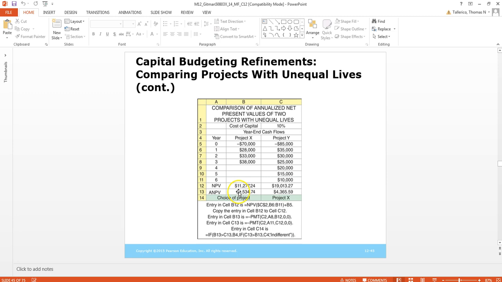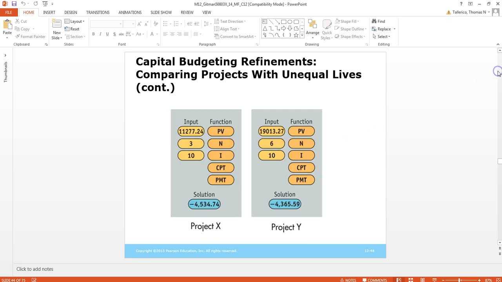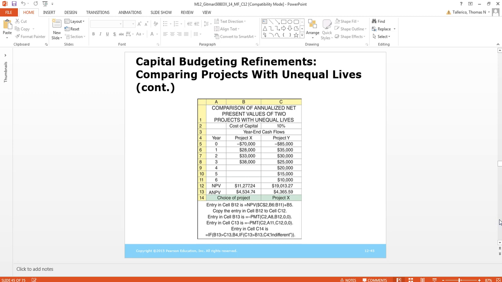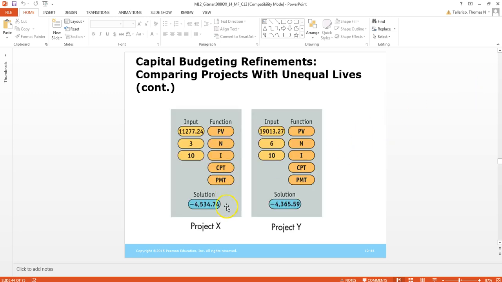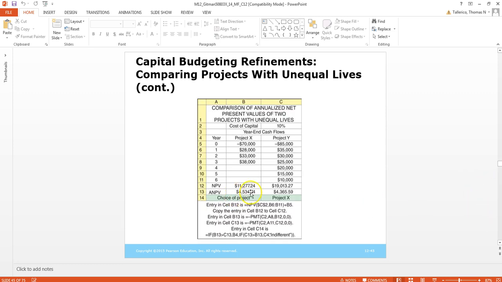So here's the net present value, and here is the annualized net present value. Here are these payments of $4,534.74 and $4,365.59. Basically, we take that payment and put it in here as our annualized net present value.